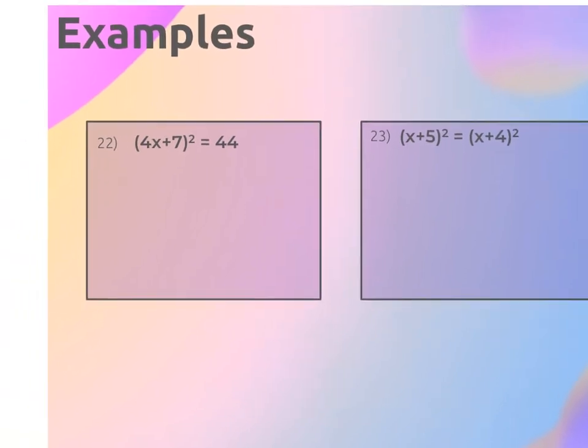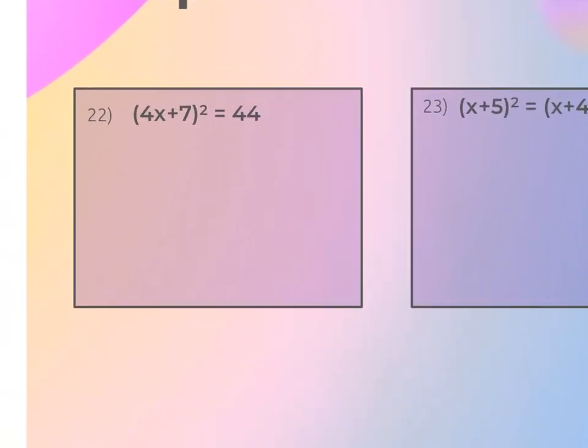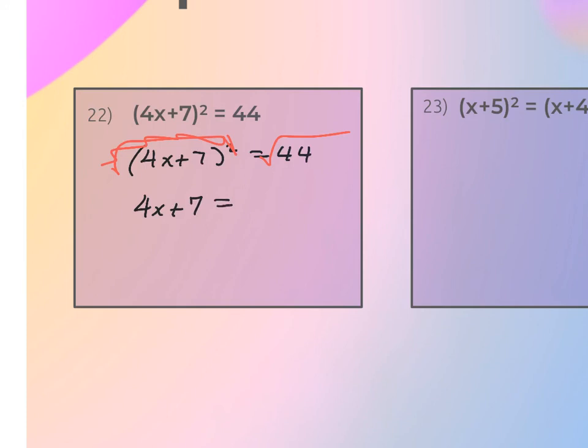Number 22. These will be the last two examples. So again, make sure your square term is isolated, which it is. So I'm going to square root the left side and the right side. Square rooting the square makes the 4x plus 7 come out of the radical. This becomes plus and minus the square root of 44.